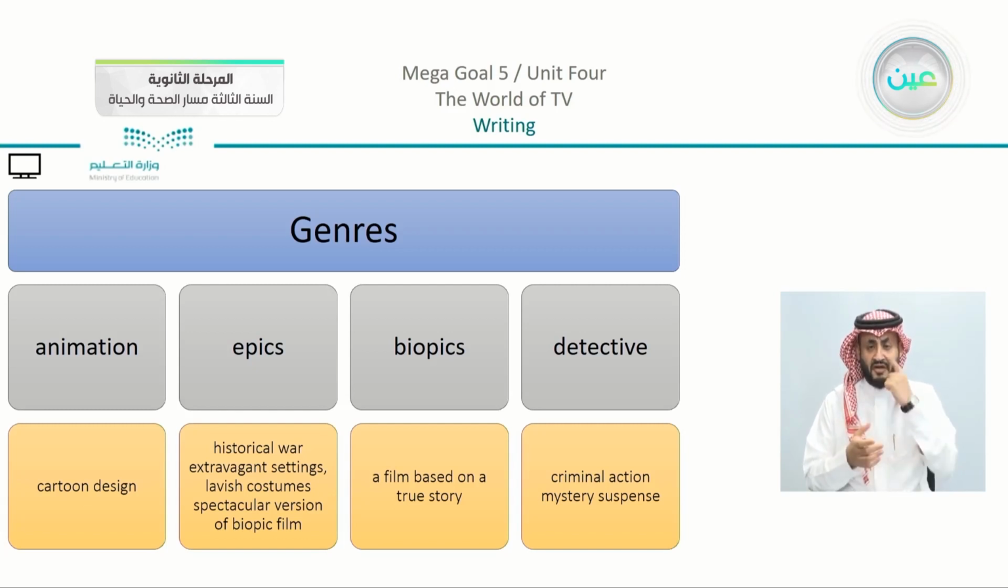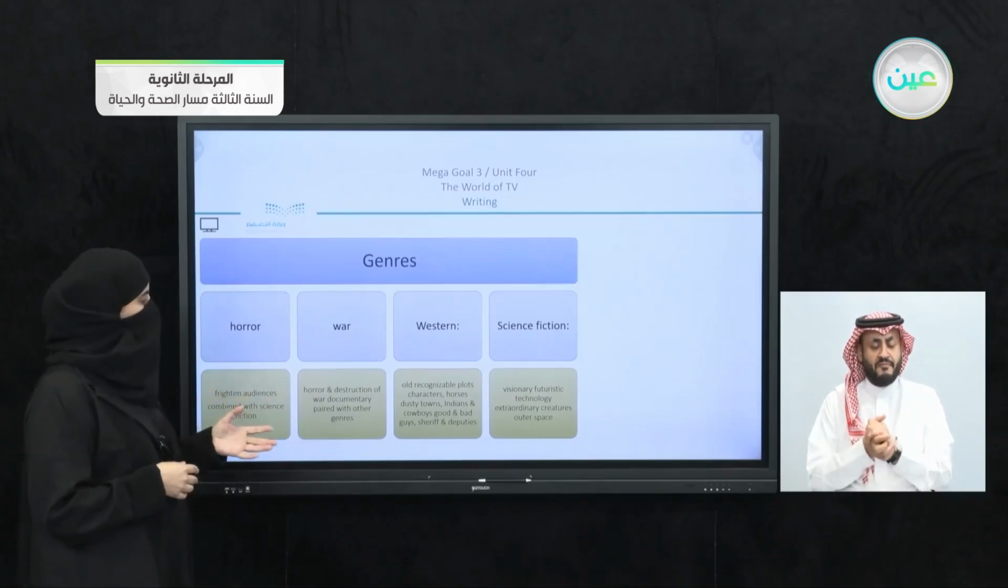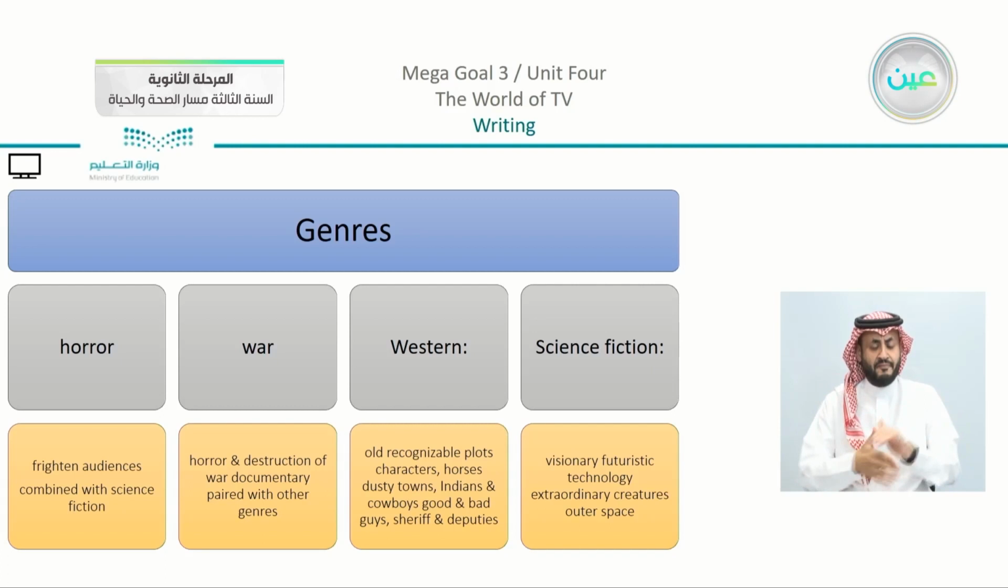We have also detective, as we discussed many times. Criminal, action, mystery, and suspense are all associated with the genre of mystery, the detective stories. Leading us to horror. Now we have here frightened audiences combined with science fiction sometimes. We have war. Now war, there is something about horror and destruction of war, documentary paired with other genres. Western, there is something about old recognizable plots, as we said, cowboys, Indians, there are horses, and so on. And we mentioned at the very end that we have science fiction, which is visionary futuristic technology, extraordinary creatures, and outer space.